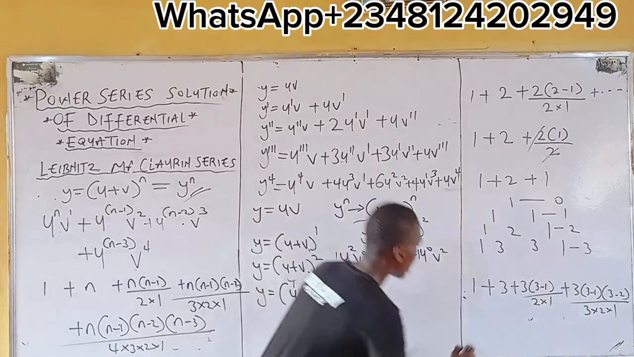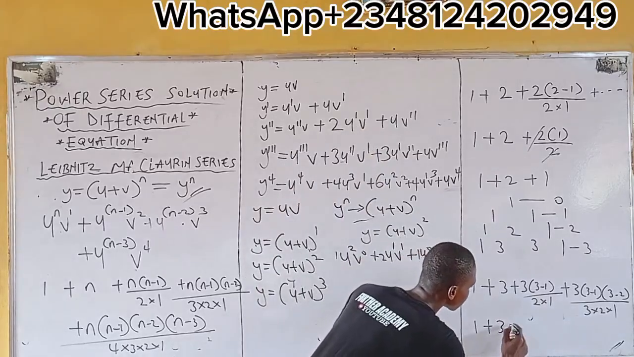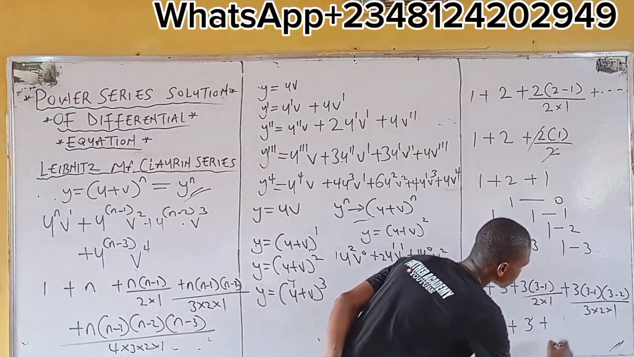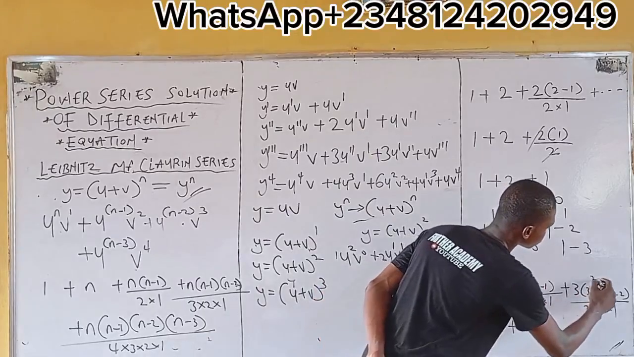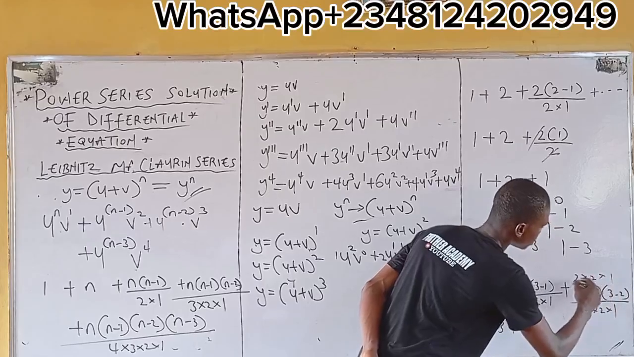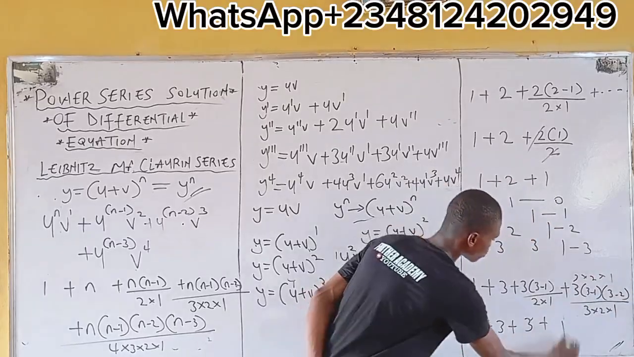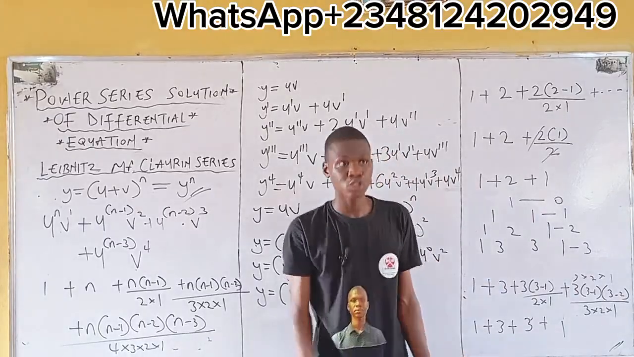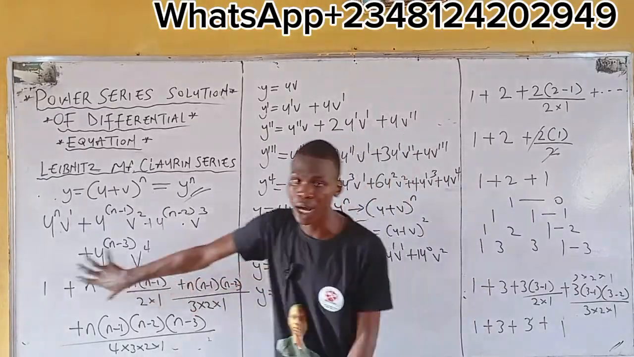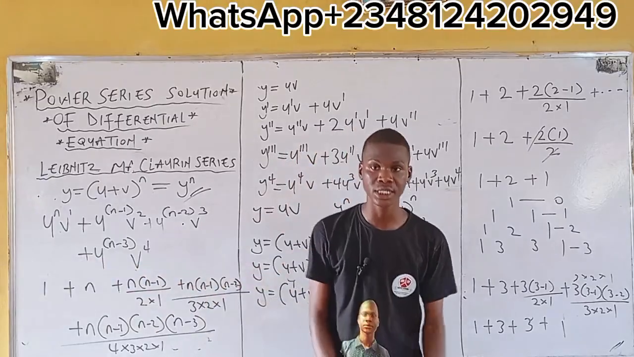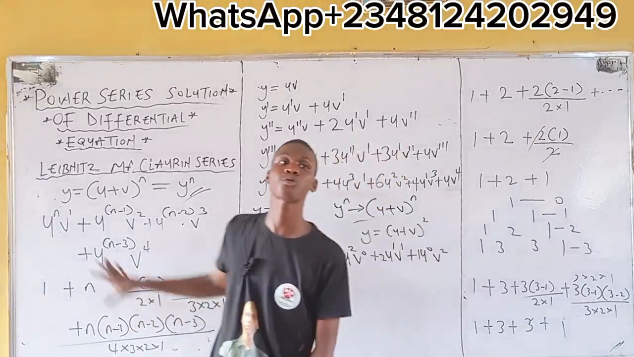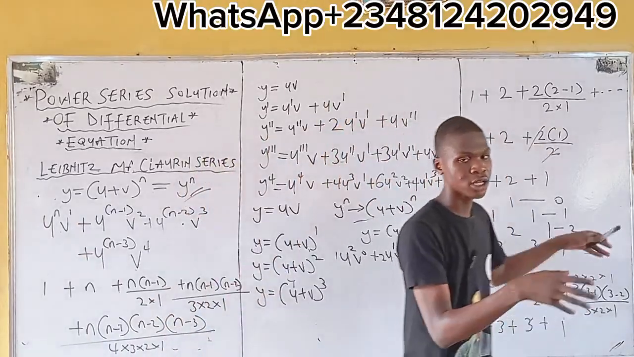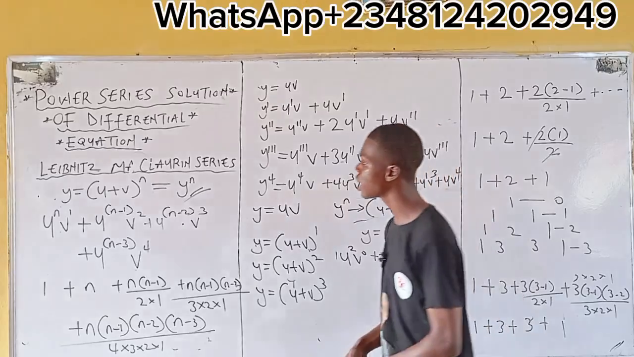Simplifying this, I have 1 plus 3 plus 3, right? Plus this is 2 times 1 times 3, which cancels out. So plus 1. Now compare it to what we have from Pascal triangle. You can see that it's the same. So we are saying that this is the formula for the coefficient of the expansion, which is still the same thing as using Pascal triangle.